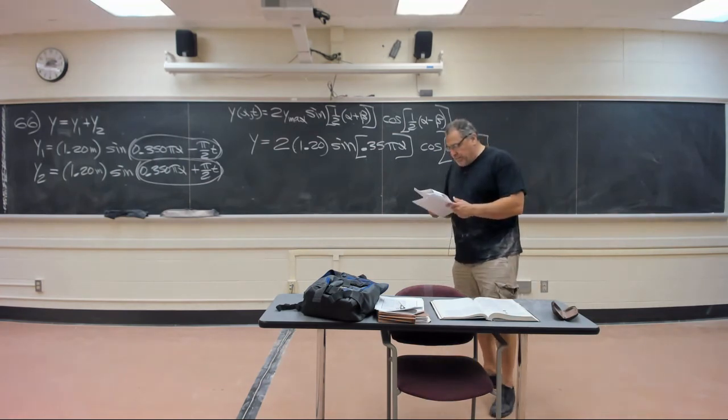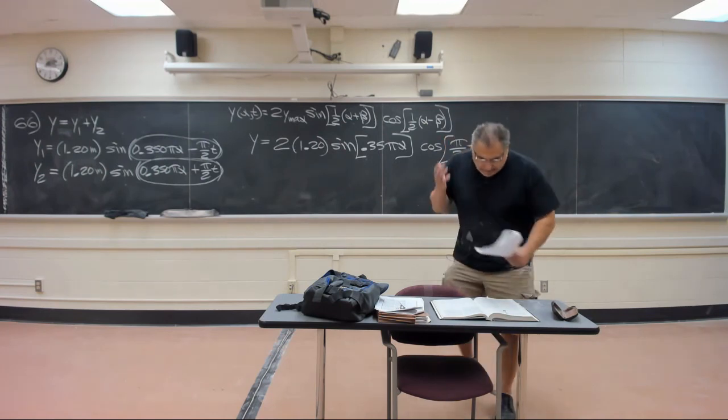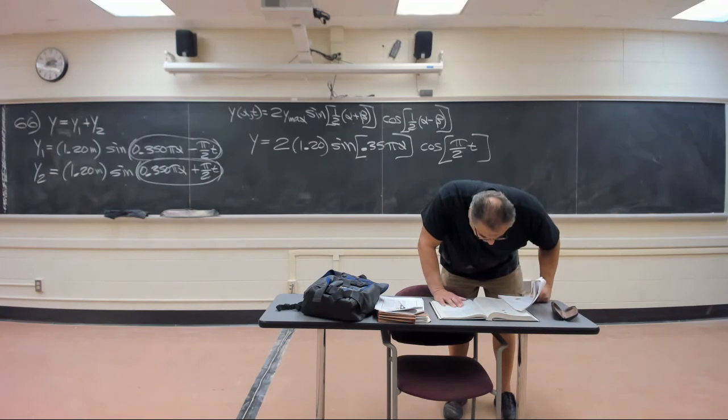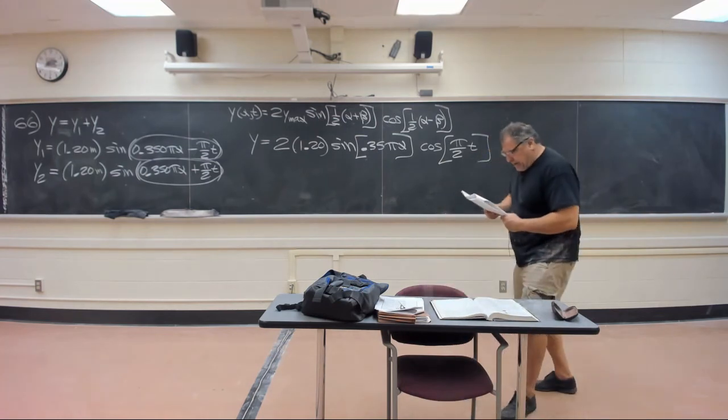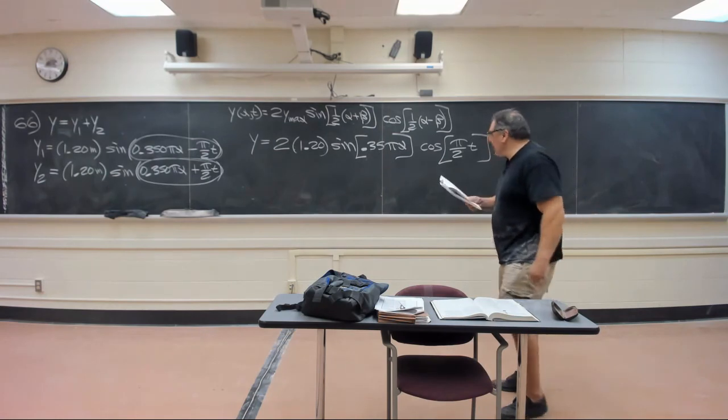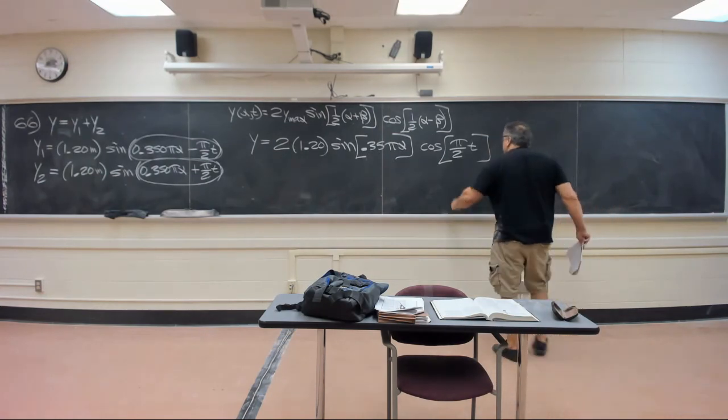For x equals 1 meter for both A and B, cosine has to be a maximum. Now they're saying, what is the maximum transverse displacement of a rope element located at x equals 1 and at x equals 3? That's A and B. Well, for A and B, this guy's got to be a maximum value.